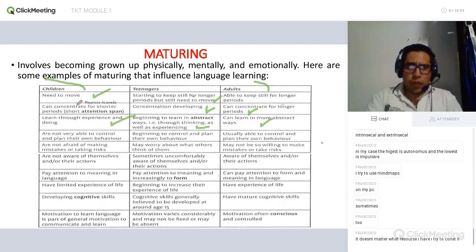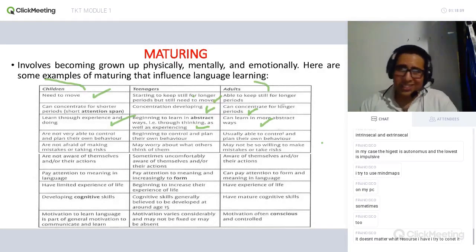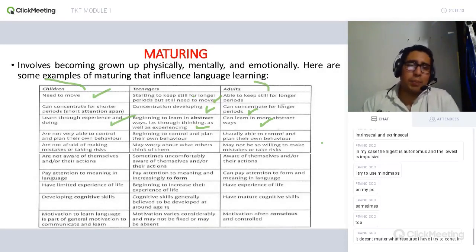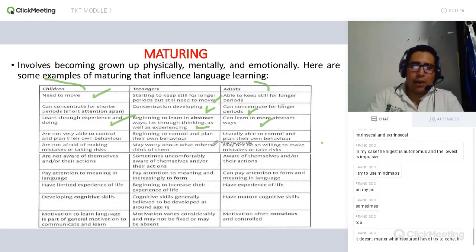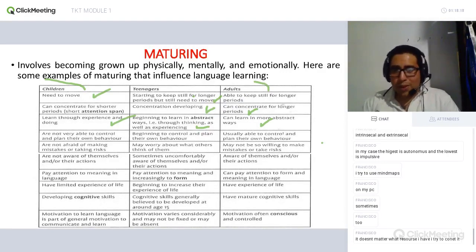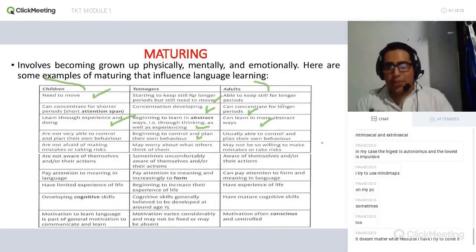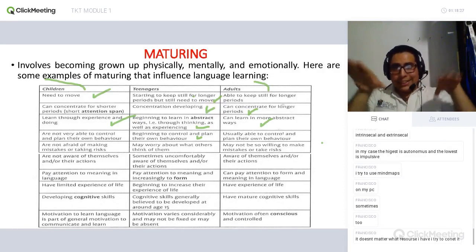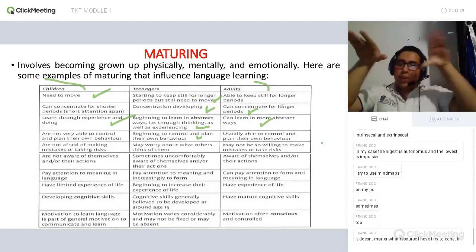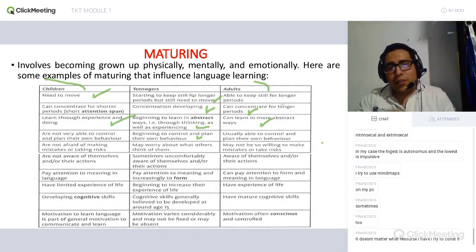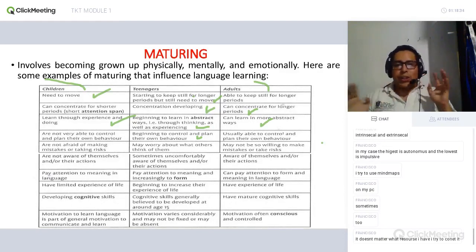Children are not very able to control and plan their own behavior. This is a big problem when talking about behavior, right? About classroom management. We're going to talk about classroom management later on. Teenagers are beginning to control and plan their own behavior, so they are in the middle. They decide if they want to behave well or badly, right? And adults, we don't need to deal that much with them because they can control themselves.